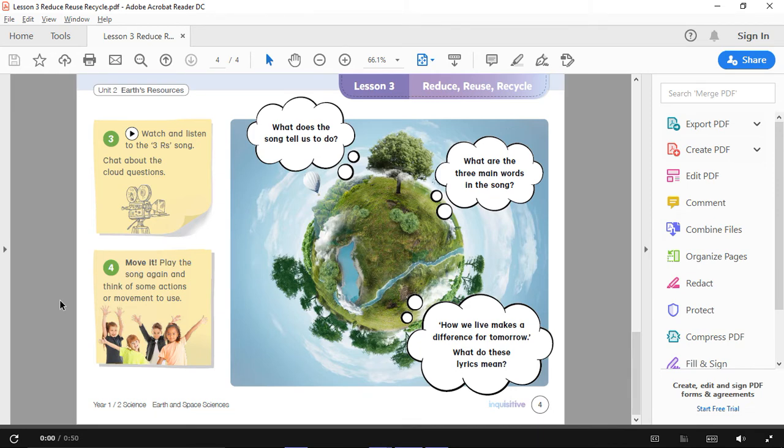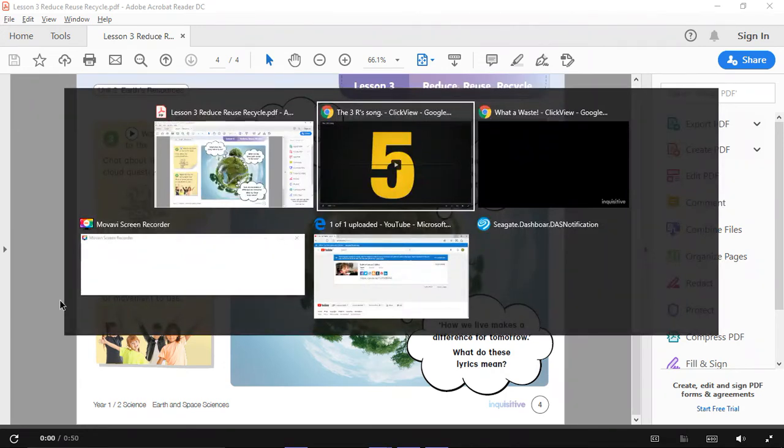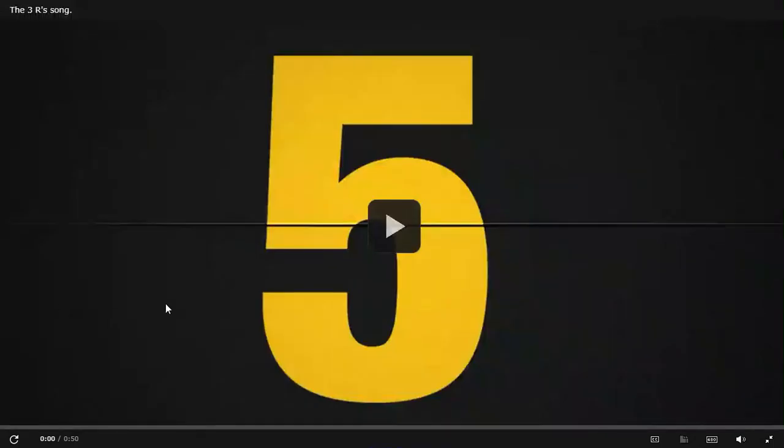Maybe think of an action for reducing. Like to reduce means to use less, so maybe you could do something with your hands or your whole body. Reuse, maybe you could make a hand action to show you doing something over and over again. And recycle, I don't know, maybe you could pretend that you're throwing your different things, your paper and your plastic and glass in different containers or different bins. Alrighty, so we're going to play that song one more time, and then that's the end of our lesson.